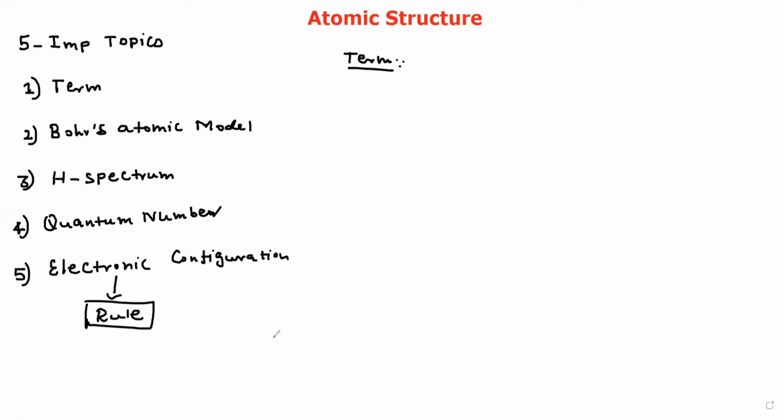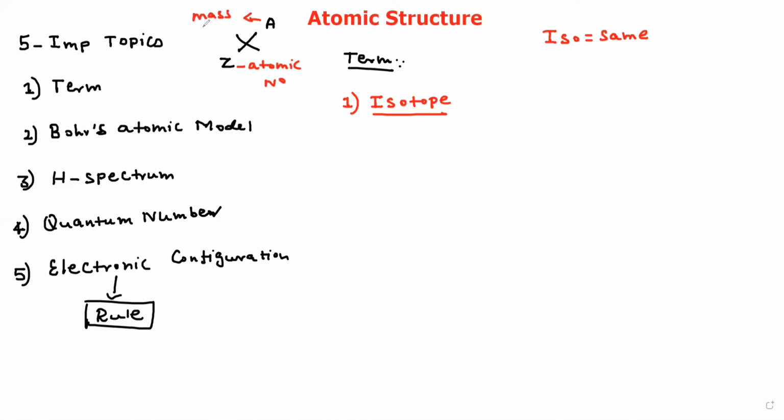Whenever people say iso, what does iso mean? Iso means same. Now the first one is very important: what is isotope? Before entering this topic, I will give some important basic fundamentals. Whenever X is an element, it can be carbon, hydrogen, any element, and what are Z and A? Z is the atomic number, and A is the mass number.